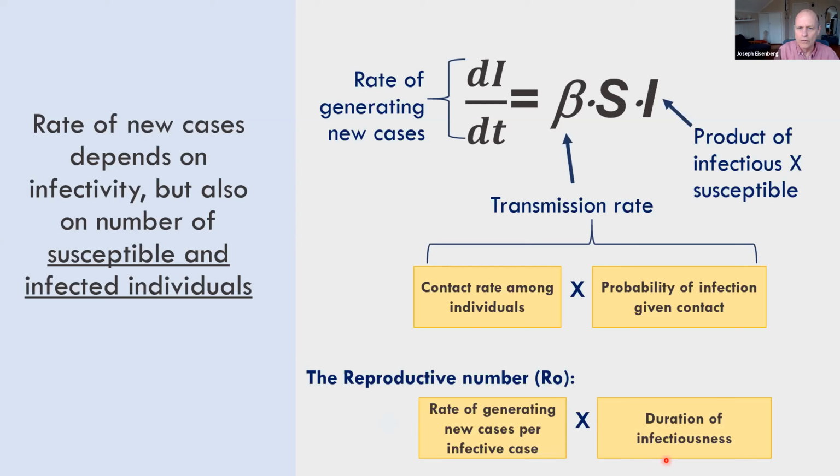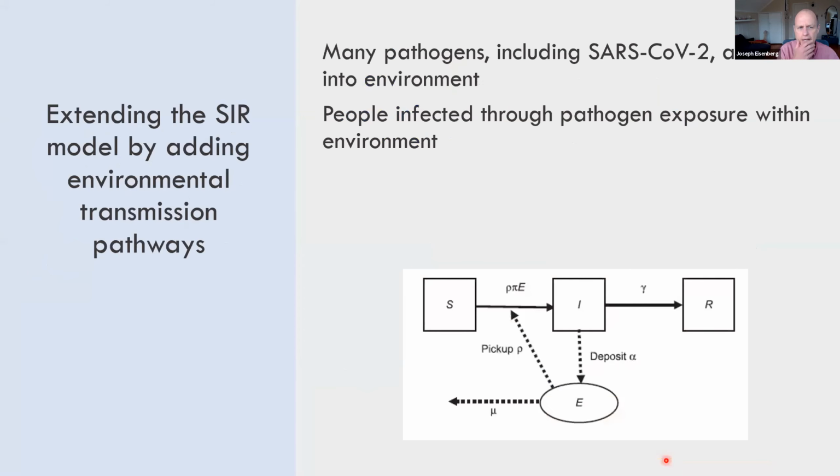So one thing that's happening more and more is the introduction of an environmental state into this model. That becomes important when interventions are environmentally based. For instance, if we want to clean surfaces, we want to kill off pathogens in the environment. If we want to wear masks, we want to decrease that exposure to aerosol or droplet-borne pathogens.